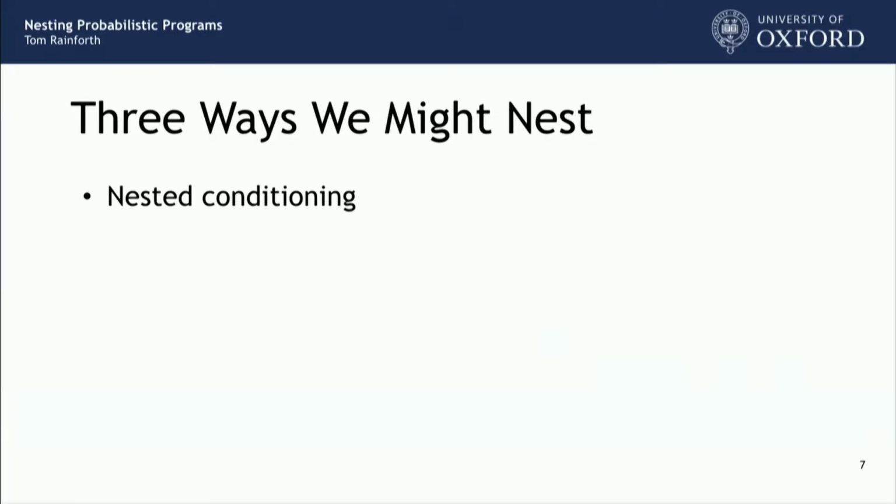So what we can do is think about different ways you might be able to nest programs. I'm going to delineate these into three categories. The first category I'm going to call nested conditioning. With nested conditioning, the high-level idea is we'll take one program and run inference on that to get a marginal likelihood estimate. Then we'll use that marginal likelihood estimate to weight the program trace of another program. So we're factoring the probability of one program with a marginal likelihood estimate from another.